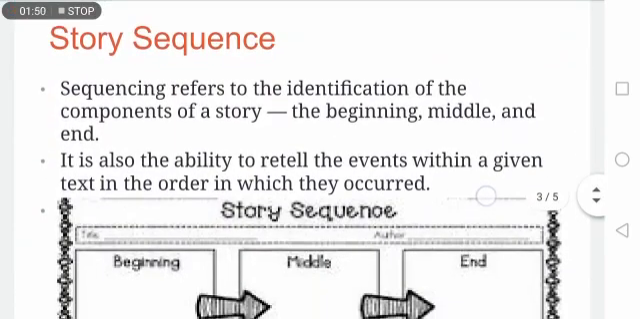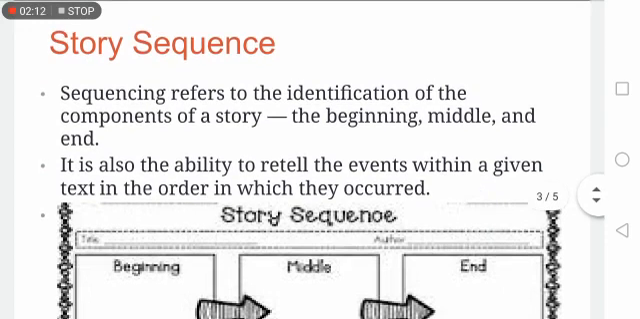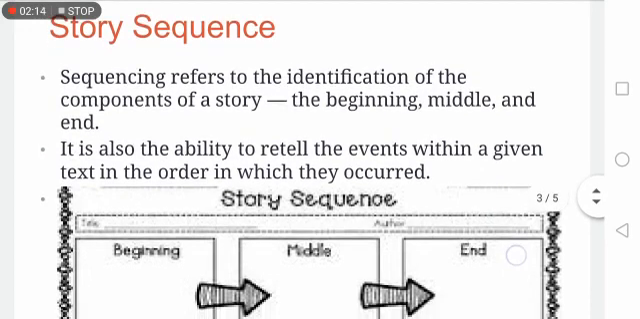Basically, story writing has many elements and types, but in our course we are only covering story sequences. So without any ado, let's see what a story sequence is. Sequencing refers to the identification of the components of a story: the beginning, middle, and end. It is also the ability to retell the events within a given text in the order in which they occurred.